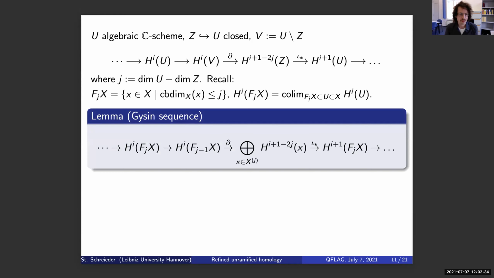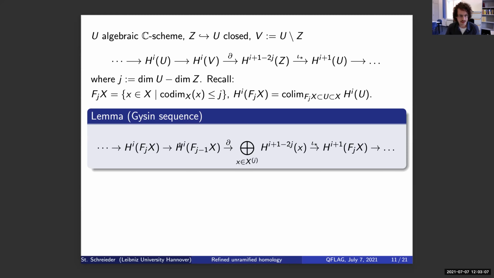All right. And then looking at this sequence and doing a simple double direct limit argument, one gets the following lemma, which compares exactly the cohomology of F_j of X and that of F_{j-1} of X. So why do we get such a lemma? Well, the direct limit functor is exact. So whenever you have some exact sequence, you can apply direct limits and get something exact. So for this reason, the cohomology of this F_j of X is pretty well behaved.